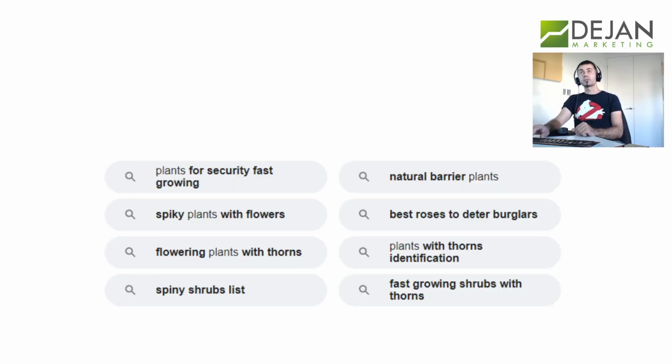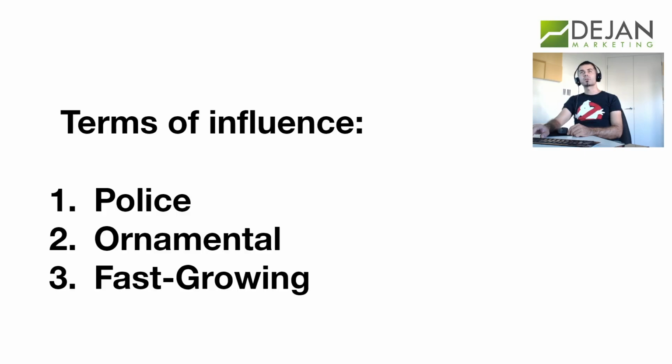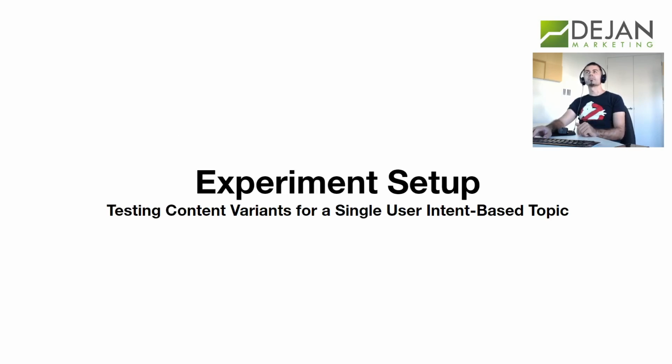Another source of ideas was at the very bottom of the search results page, which gave us some additional ideas. People seem to be looking a lot for fast growing. So what's going on there? They want the official source like the police. They want plants that defend their household. They want those to be pretty, decorative, architectural, ornamental. They want them to grow fast. They're impatient to get the results going. So they want to see what plants can go very quickly.